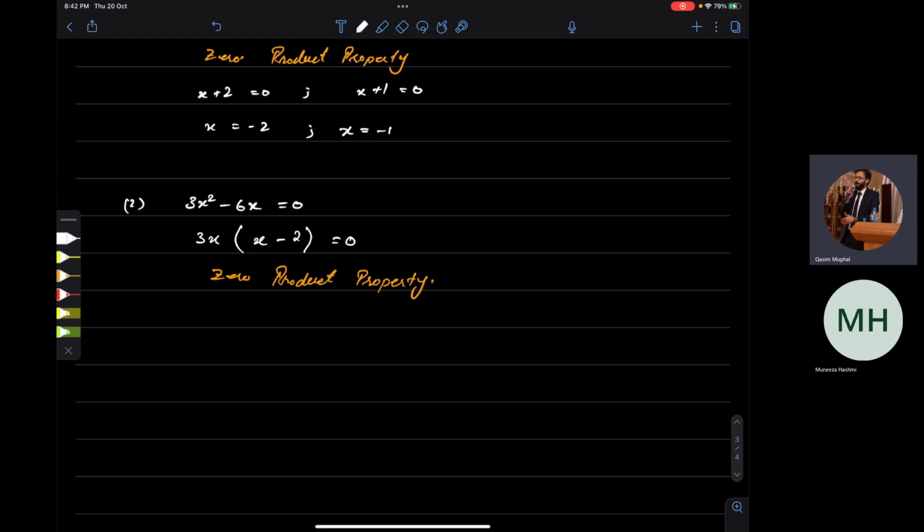Zero product property means the product equals 0, meaning either one of the factors or all the factors equal 0. Now 3 can definitely not equal 0. So either x equals 0 or x minus 2 equals 0. From here, I'll say x equals 2. So I've got two solutions for this one as well. Okay?